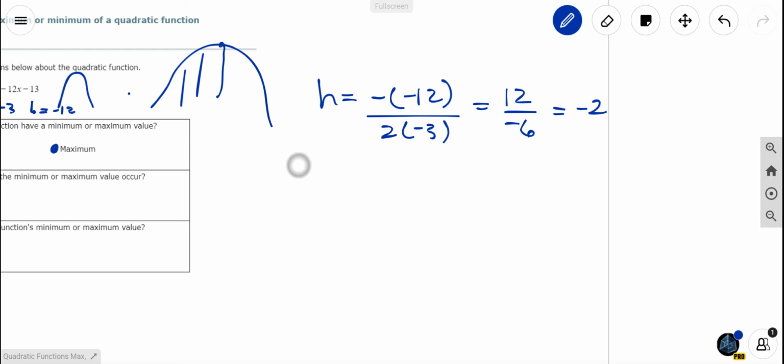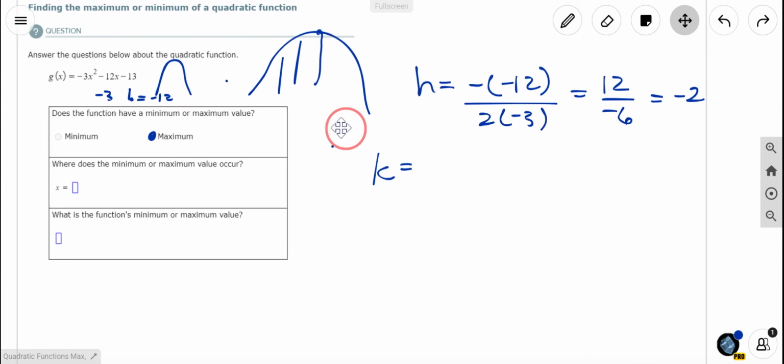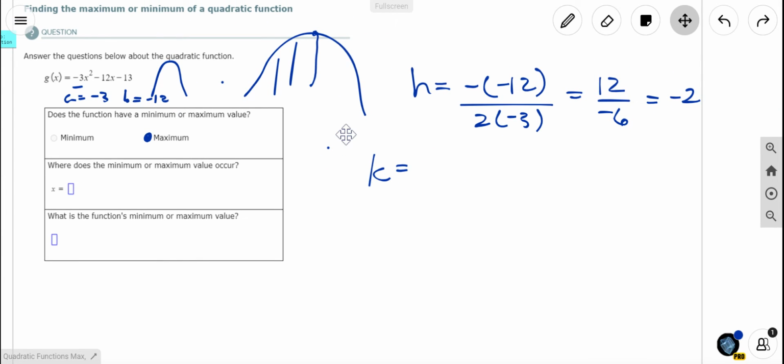Then we're going to go ahead and find K, and K is equal to, let me get back here. Okay, let's try not doing that. It's funny, I can't move this when I want, and it moves when I don't want it. I don't know what's going on.